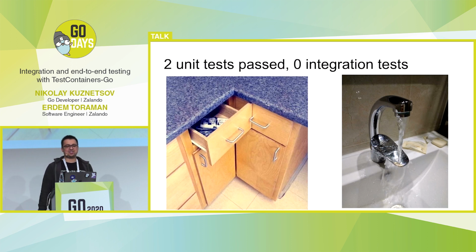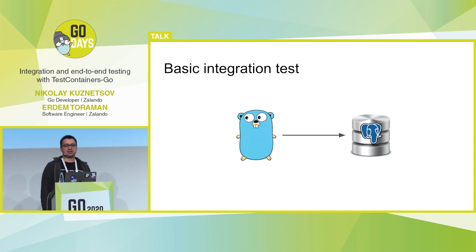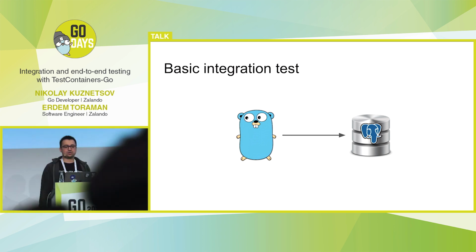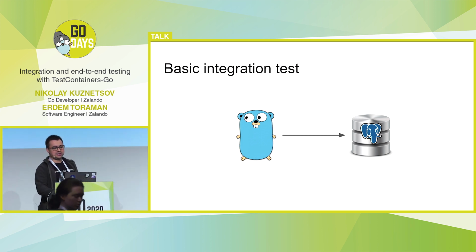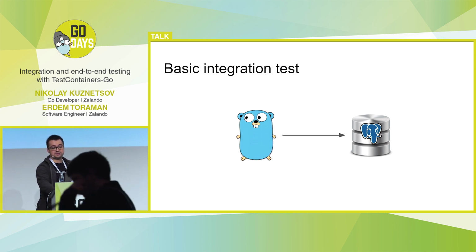So why do we need integration tests at all? Of course, we would like to avoid this kind of bizarre situation where we get unit tests passing, but our system doesn't work the way we expect it to. For us, the basic integration test is a test against some database. In this case, it's a Postgres database, which we use in our projects 90% of the time. So this is the basic scenario: some Go service and testing its interaction with a Postgres database.